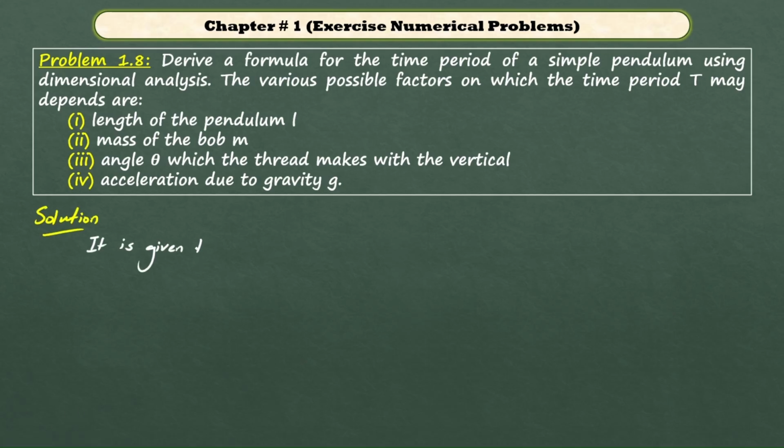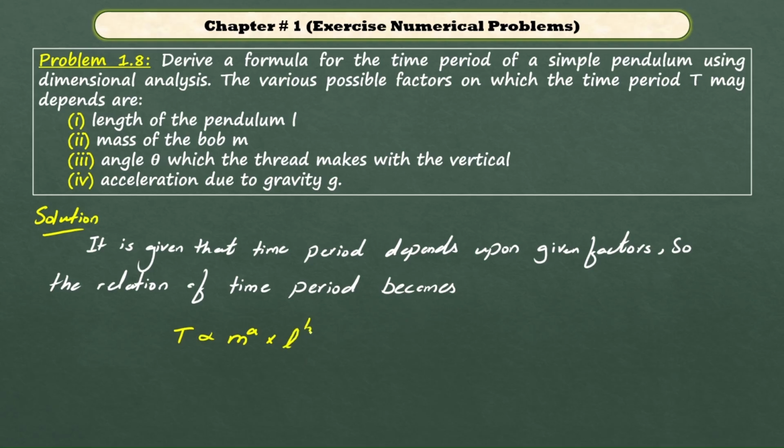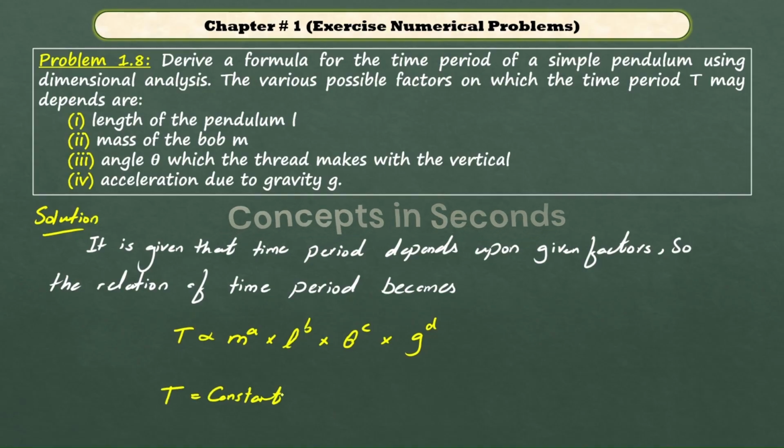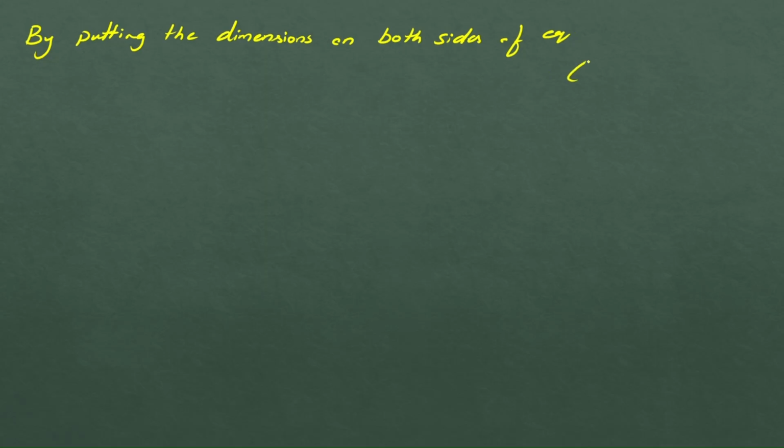It is given that time period depends upon given factors. So the relation of time period becomes T is proportional to m की power a, l की power b, theta की power c and g की power d. After removing the proportionality sign, it becomes equal to this. This is the equation 1. By putting the dimensions on both sides of the equation 1.